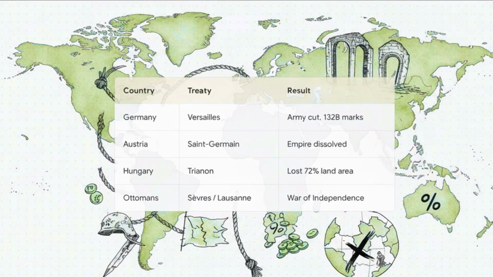Get this, they stripped Hungary of a staggering 72% of its land. 72%. Meanwhile, the Treaty of Sevres attempted to partition the Ottoman Empire, which immediately backfired, sparking the Turkish War of Independence and eventually leading to the Treaty of Lausanne. The map of the world was literally redrawn forever.